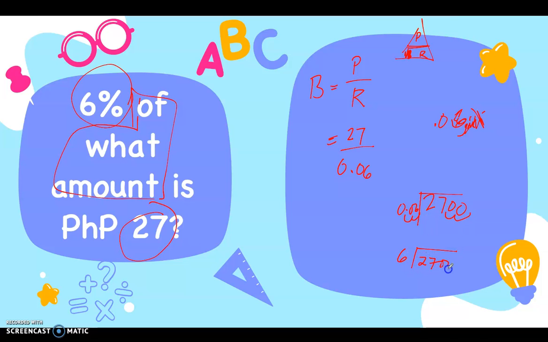So we have 2,700. We divide: 6 into 27 is 4, 4 times 6 is 24, bring down, this is 30, this is 5, 5 times 6 is 30, leaving 0, but there is still another 0 here that we need to bring down and divide. 0, okay, 0. Therefore, our base is 450. So, 6% of 450 pesos is 27.